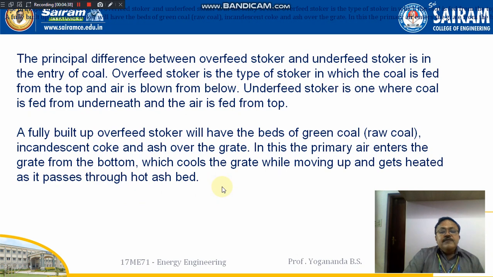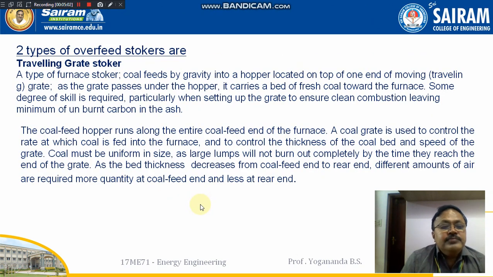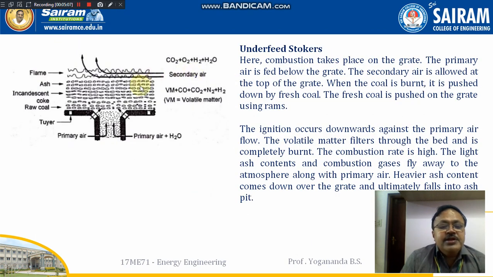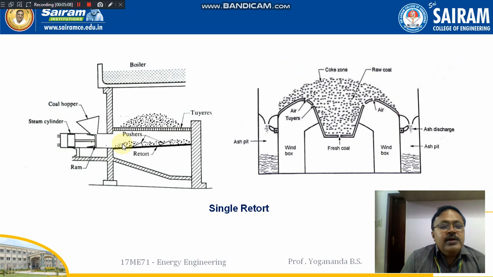The principal difference between the overfeed and the underfeed stoker is in the entry of the coal. An overfeed stoker is the type of stoker in which the coal is fed from the top and air is blown from the bottom. Whereas in an underfeed stoker, the coal is fed from the bottom and the air is fed from the top. Here you can see the underfeed stoker, but before that, we'll complete the overfeed stokers.